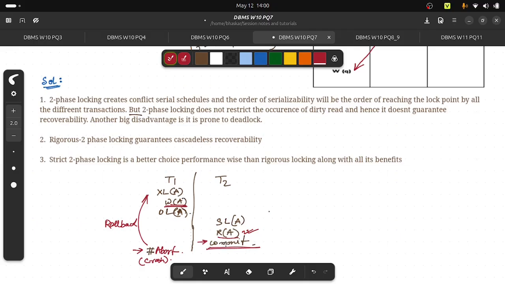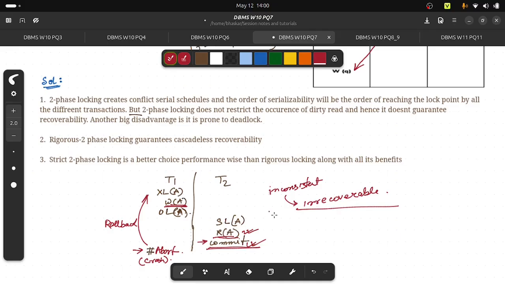This is not a consistent position, since this R(A) should not have read the value written by T1, because T1 has already rolled back. But I cannot undo it because it has committed. So this is an inconsistent state. And what we call this inconsistent state is an irrecoverable schedule. I cannot recover this schedule to the previous state because it has committed.